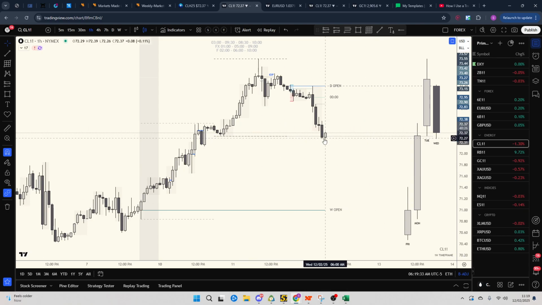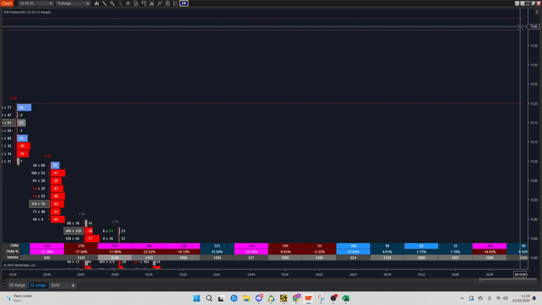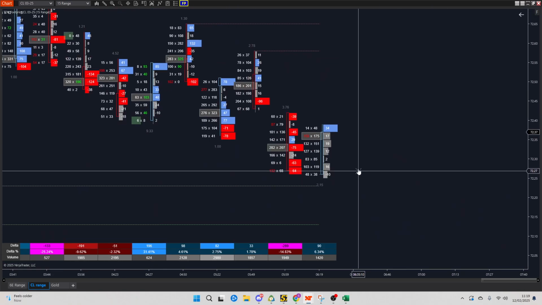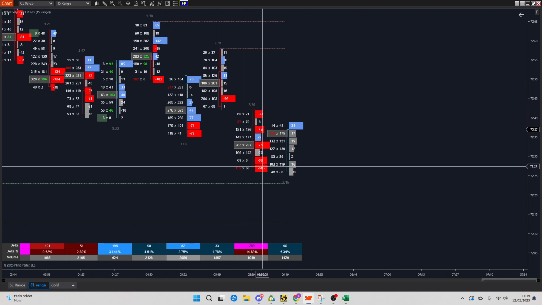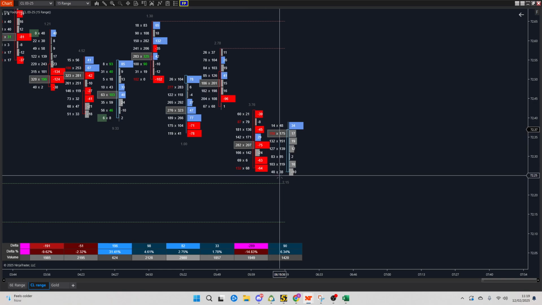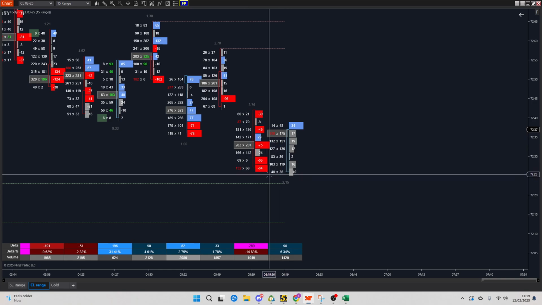Again, we've taken out this low and we're starting to react. If we jump on to the footprint, let's see if we've got anything yet, to see if I can explain anything for you. Again, still nothing. Sellers coming down, sellers getting trapped, yes. That is showing an unwillingness for more sellers.